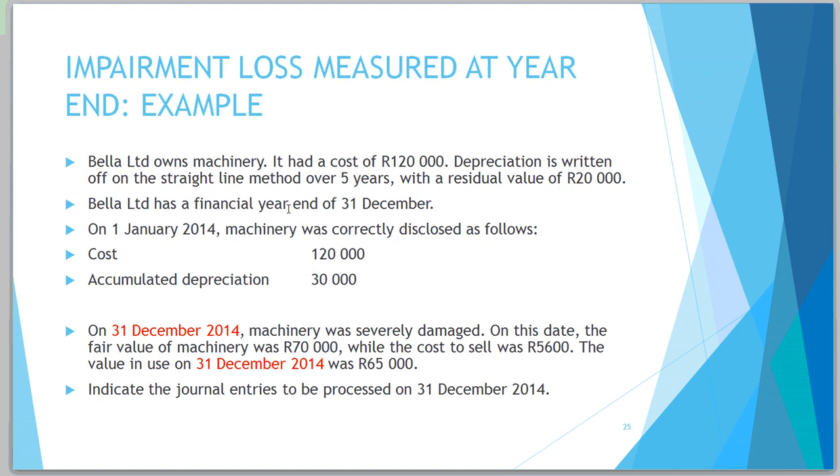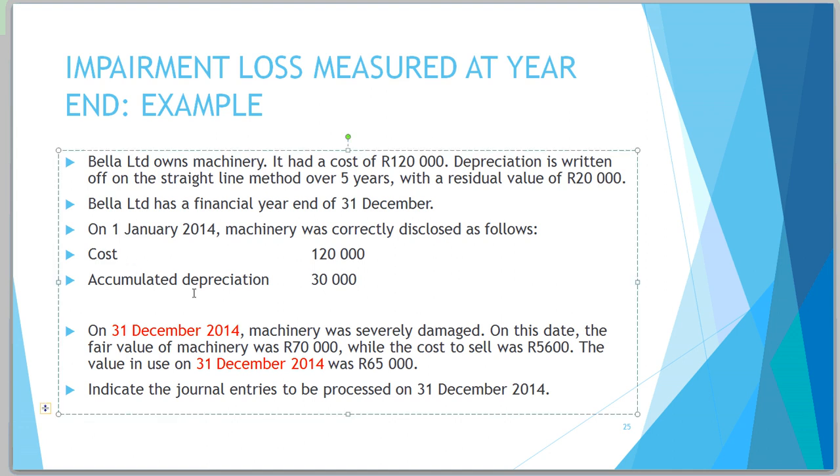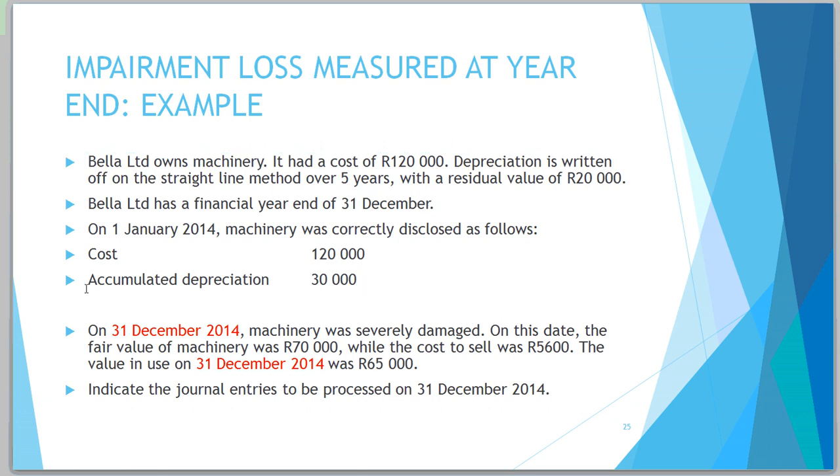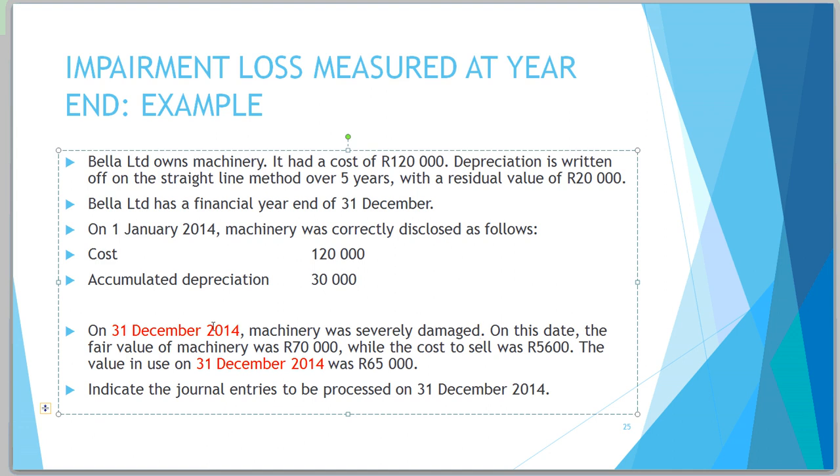Then impairment losses measured at the end of the year. So here I will again use the same example, but now the impairment is written off at the end of the year. So I'll say again, Bella Limited has machinery, and again it's 120,000 rand written off straight line over 5 years. Again a residual of 20. Again a cost of 120. Accumulated depreciation of 30,000. But now it's written off on 31 December because it's severely damaged on the last day of the financial year. Then again the same fair value, the same cost to sell, the same value in use, and again we need to do the journal entries.